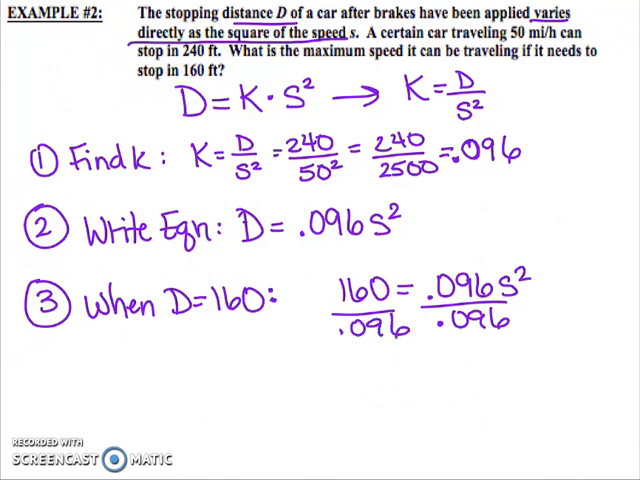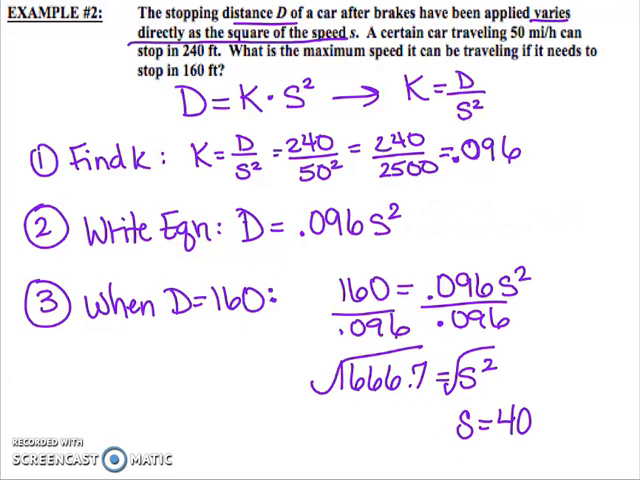That's going to give us 1,666.7, and that's going to be equal to s squared. So now to undo the squared, we're going to square root both sides. And we find that s is equal to 40.8 miles per hour.